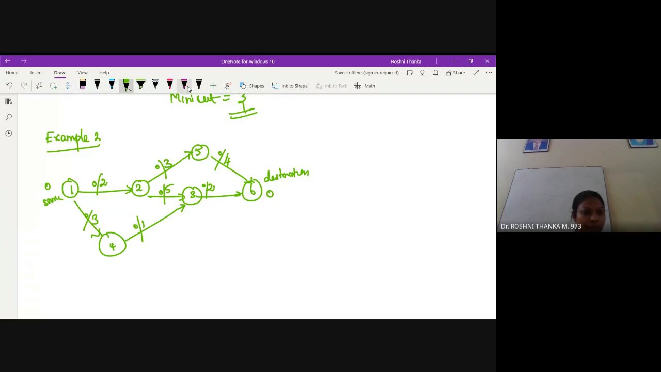So the first path I can send through is this direct path, right? Which means I can go from 1 to 2, 2 to 3, and 3 to 6. This is one path, and I have to know what is the flow. So what will you do for that?